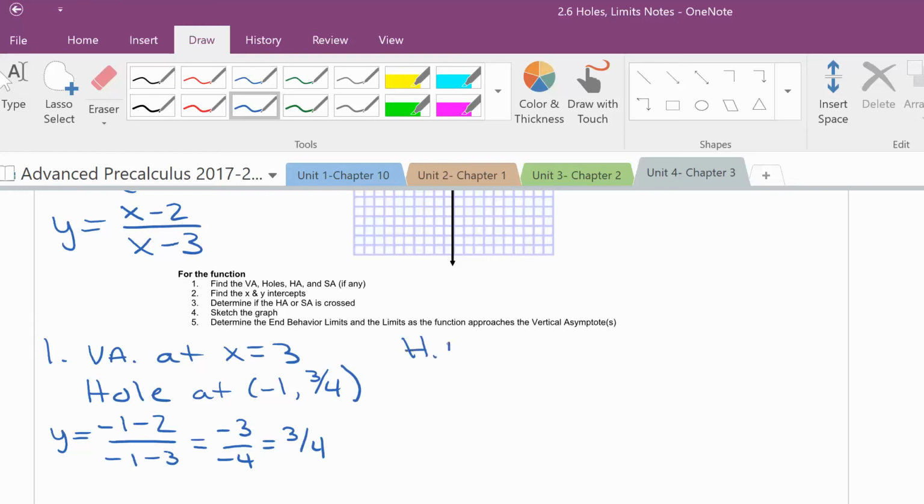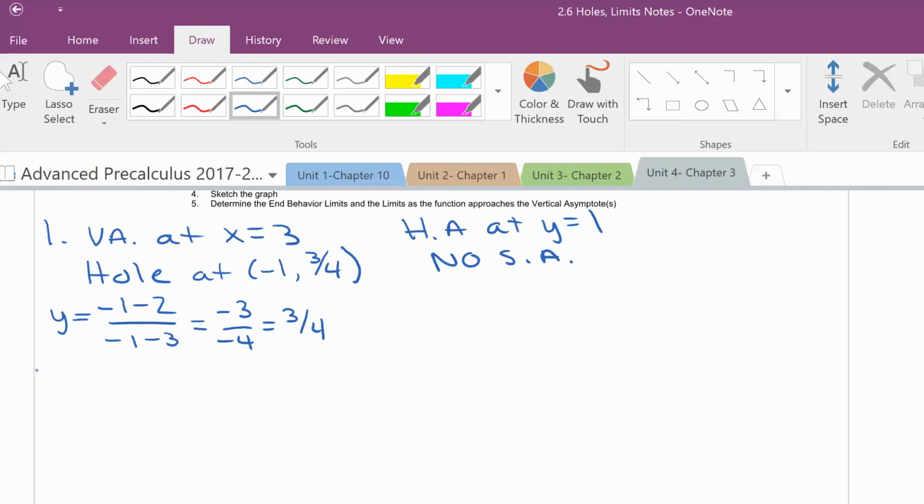The horizontal asymptote: the degrees are the same, so you divide the leading coefficients. And it's at y equals 1. That means there's no slant asymptote. And so you're done with the first part.